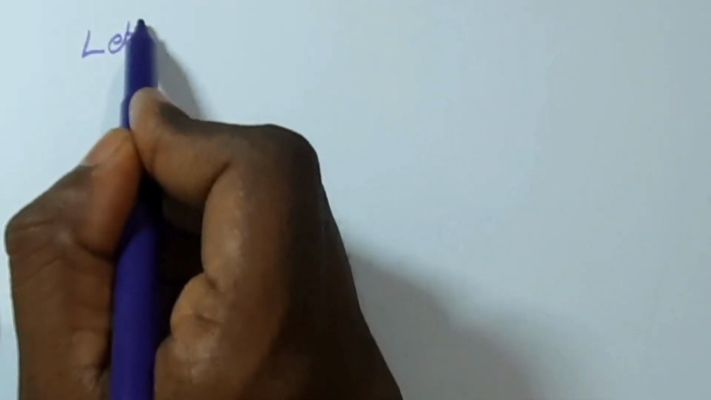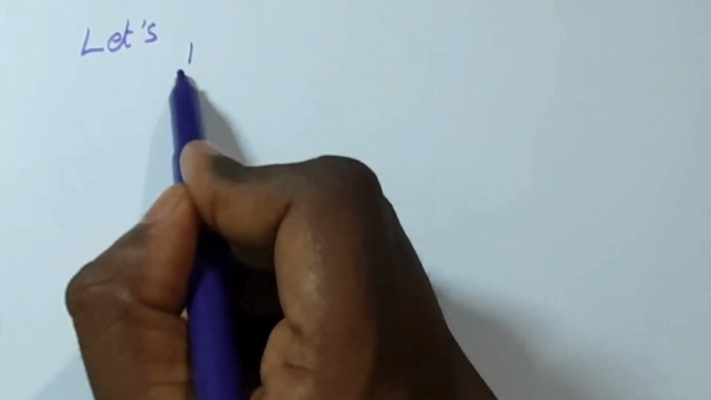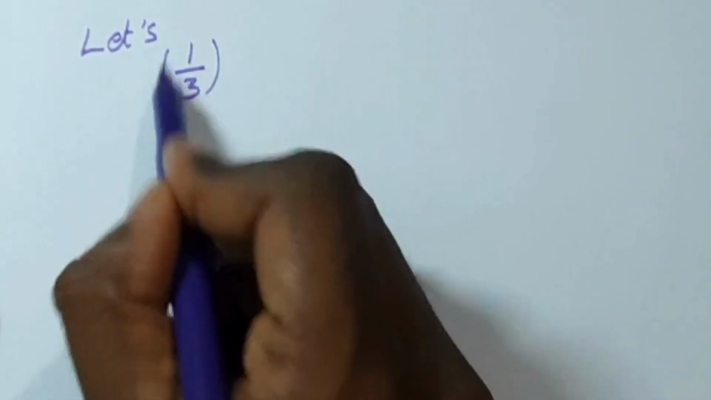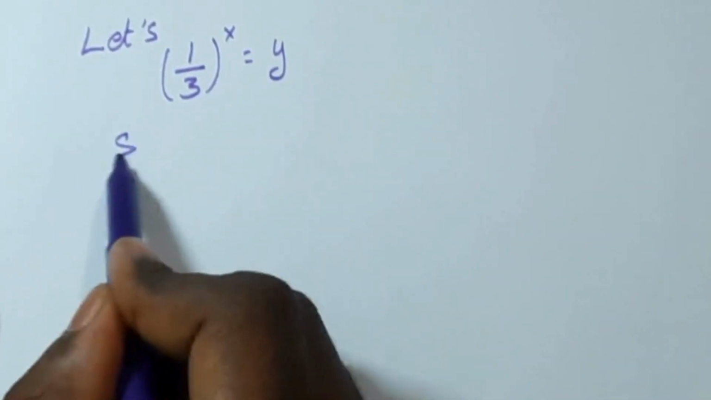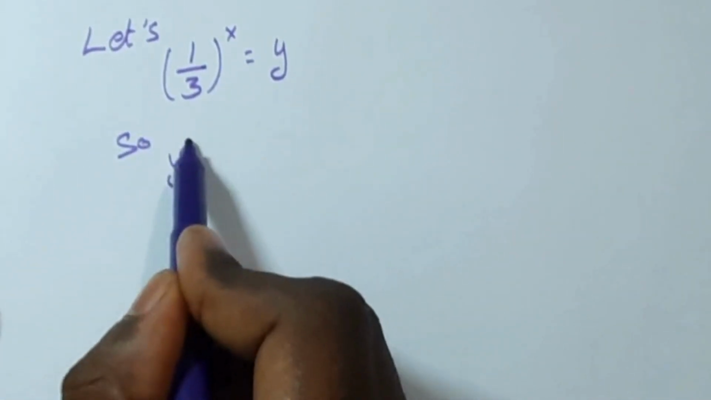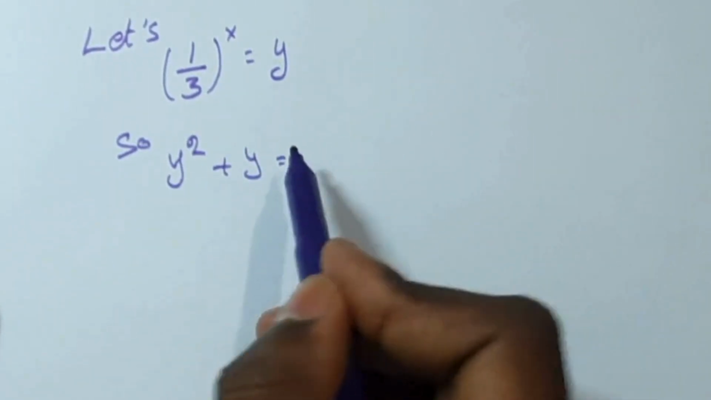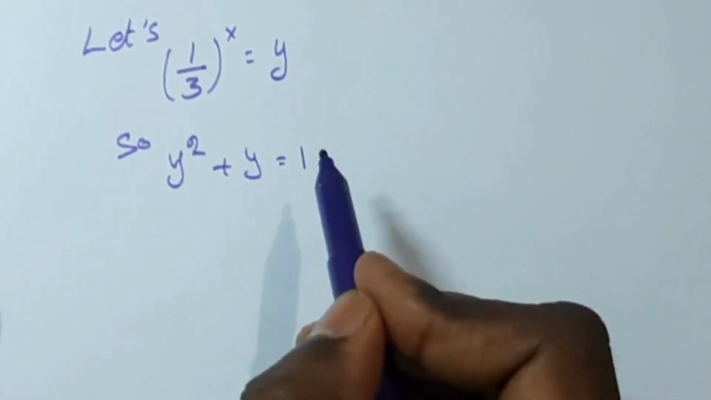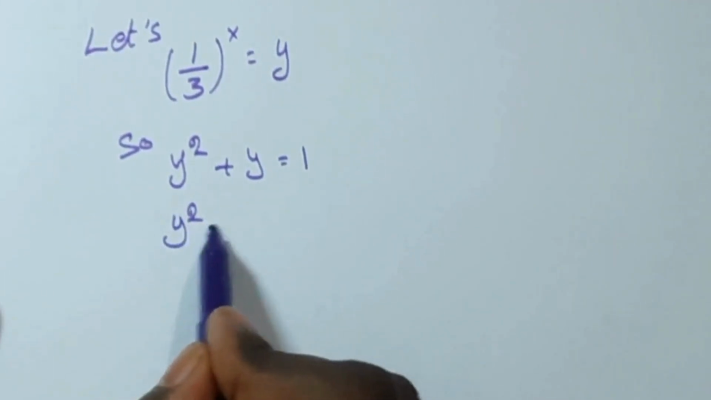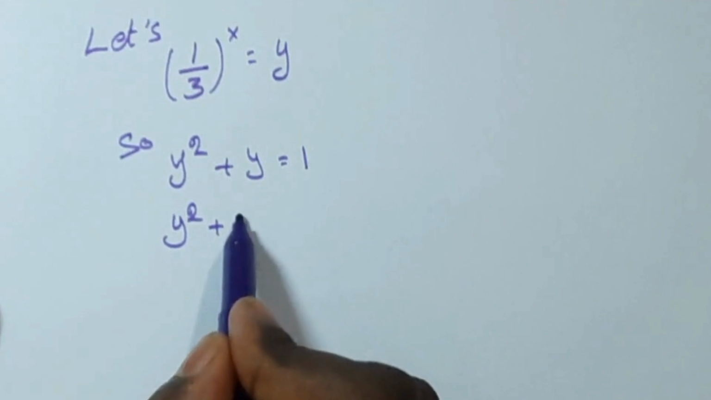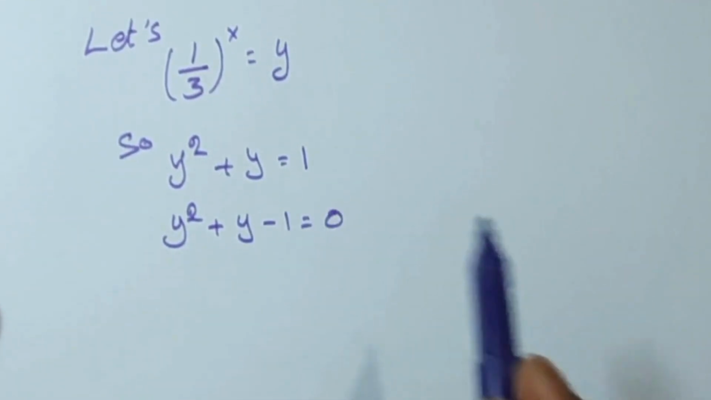Let us consider 1 by 3 whole power x equal to y. So y square plus y equal to 1. Now this can be changed as y square plus y minus 1 equal to 0.